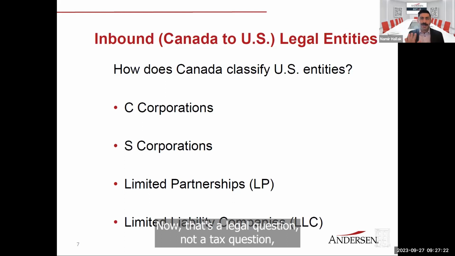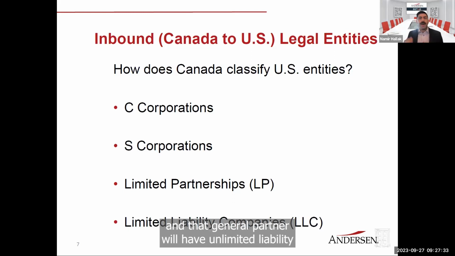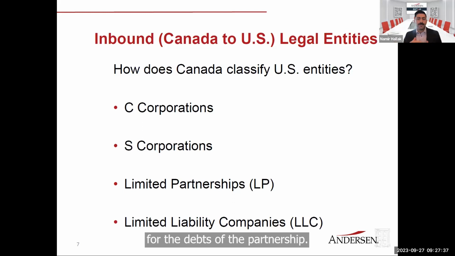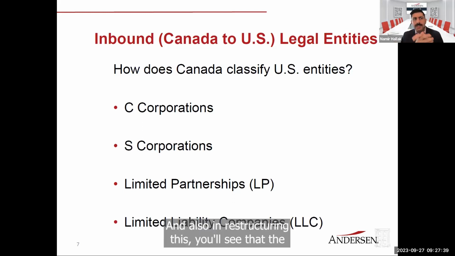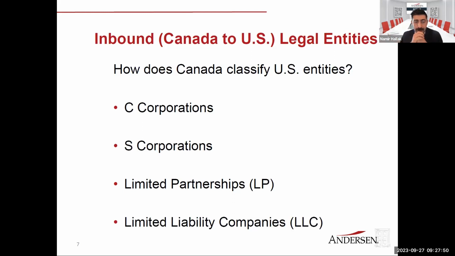Now, that's a legal question, not a tax question, but it's one of the considerations you need to bring to the table if you'd like to have that flow-through treatment. The other requirement with a limited partnership is you do need to have a general partner, and that general partner will have unlimited liability for the debts of the partnership. And often when we're structuring this, the general partner will also be a limited liability entity that's set up. So that could be a corporation, or for example, an LLC.